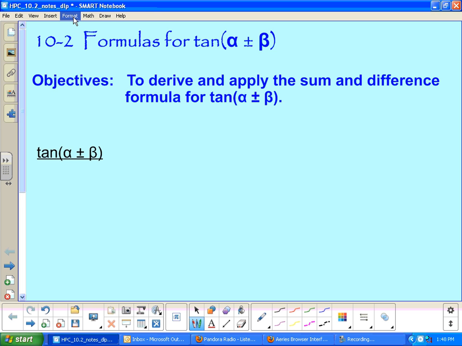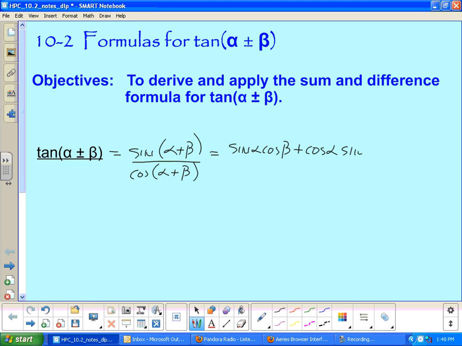Tangents are derived from which two trig functions? Sines and cosines. So this becomes the sine of alpha plus beta, over the cosine of alpha plus beta. And then we know what the sum of a sine is: sine, cosine, cosine, sine. And we know what the sum of a cosine is: cosine, cosine, sine, sine, but it's the opposite sign value-wise.